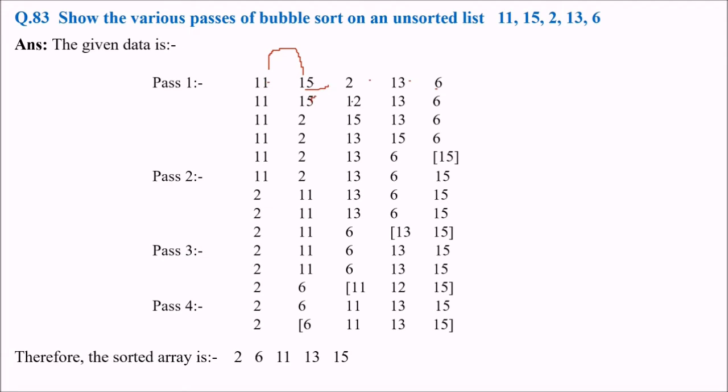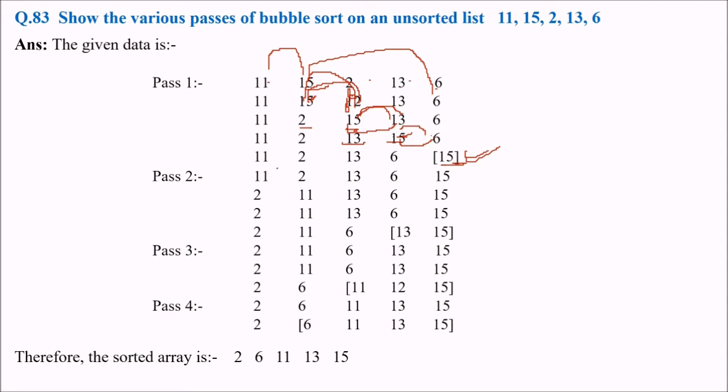Then 15 will be compared with 2. Which is greater? 15. 2 is less, so we have to change the position of 2, and 15 will go here. 15 will be compared with 13. Which is greater? 15, of course, so 13 will be exchanged with 15. Which is larger, 15 or 6? 15. 6 will be shifted and 15 will find its position. So at the first pass, 15 has bubbled up to the last position, the highest value. Now we will not look at this value.